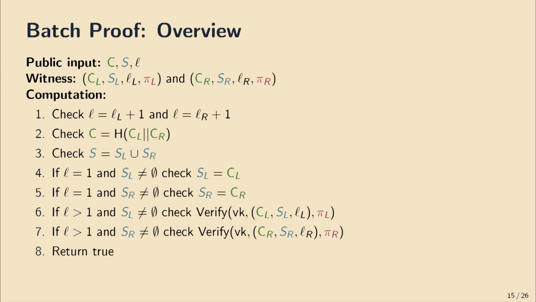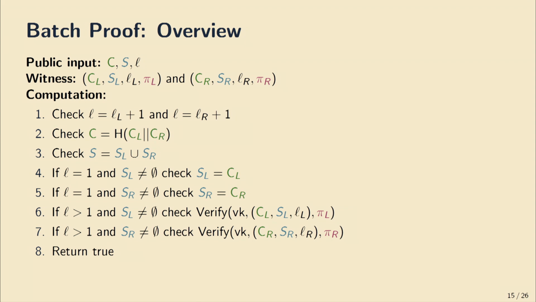So the computation of the circuit goes as follows. It first checks that L equals LL plus 1 and L equals LR plus 1. Then it checks that C is the hash of CL and CR. It checks the union. And then it says, if I have reached the leaf level, just make sure that SL equals the actual data at the leaves. If not, just verify what I'm given, so verify that the witness is a true statement for the left node and a true statement for the right node. So this is exactly the circuit that we're implementing.